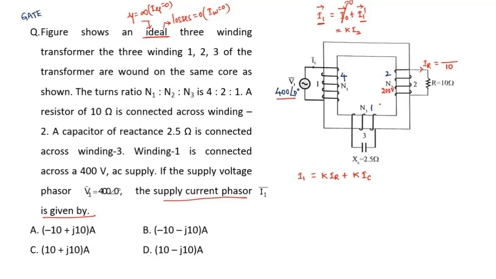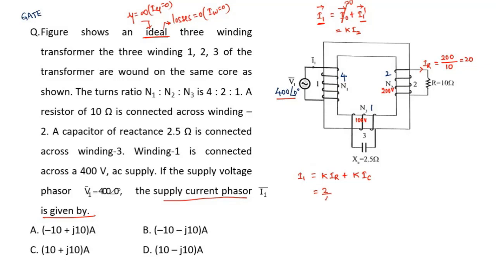EMF per turn will be equal, right? So if it is 4 turns, 400 volts, then 2 turns will be getting 200 volts. Similarly, on 1 turn, we will be getting 100 volts. So 200 divided by 10, it will be 20. So I can write now K is going to be the transformation ratio N2 by N1.